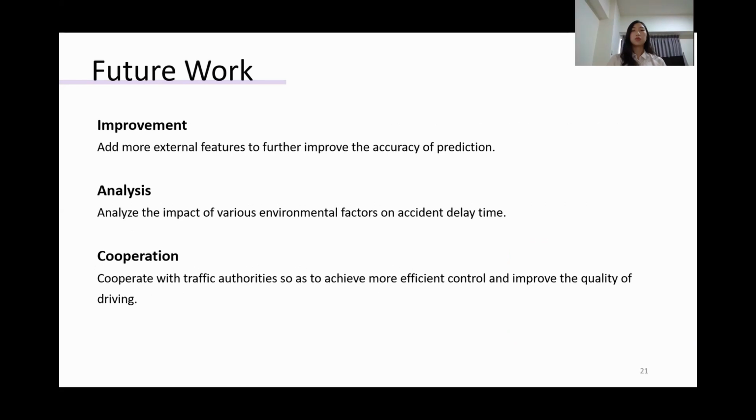And for future work, we can add more external features to further improve the accuracy of prediction. And we can analyze the impact of various environmental factors on the accident delay time. Finally, we can cooperate with the traffic authority so as to achieve more efficient control and improve the quality of driving.